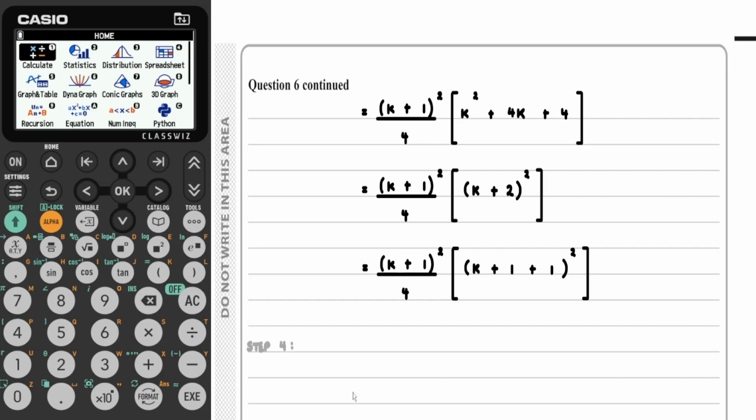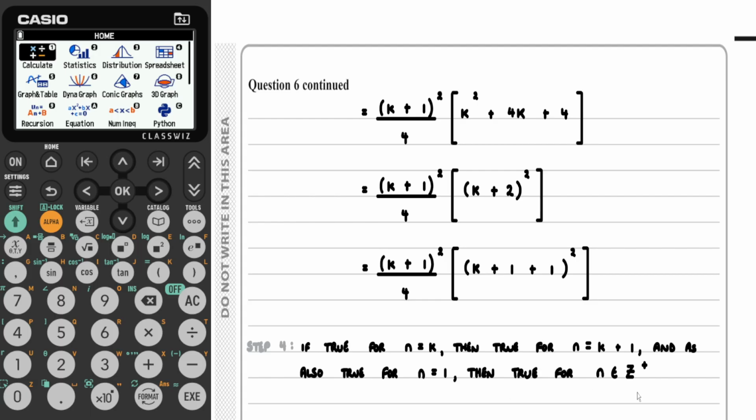So for our fourth step, which is the conclusion step, we state that if it's true for n equals k, then it's true for n equals k plus 1. And as it's also true for n equals 1, that means it's true for all positive integers.